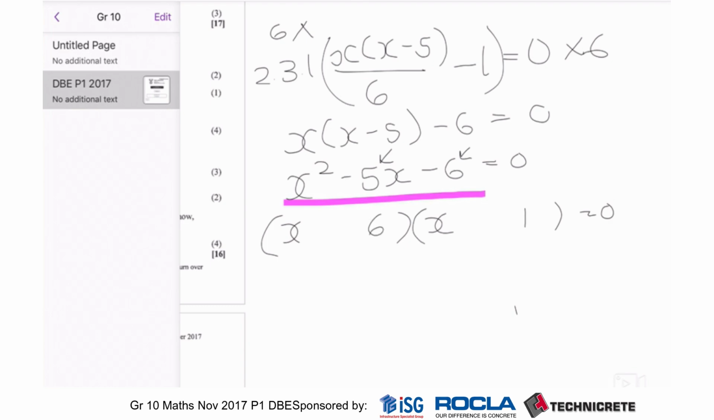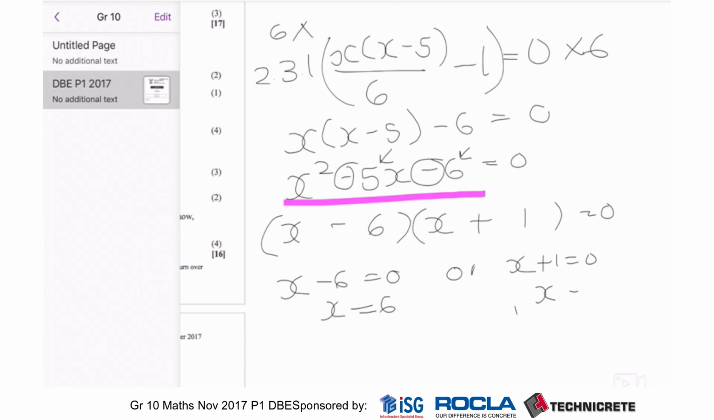And because of my signs: because the 5 is a negative sign, my bigger number is going to be negative and my other number is going to be positive, because this is a negative. Therefore, x minus 6 is equal to 0, or x plus 1 is equal to 0. So x is going to be equal to 6, or x is equal to negative 1.